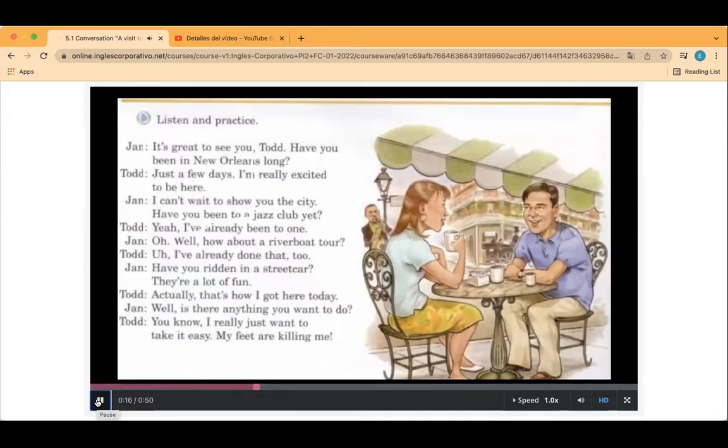It's great to see you, Todd. Have you been in New Orleans long? Just a few days. I'm really excited to be here. I can't wait to show you the city. Have you been to a jazz club yet? Yeah, I've already been to one. Oh, well, how about a riverboat tour? I've already done that, too. Have you ridden in a streetcar? They're a lot of fun. Actually, that's how I got here today. Well, is there anything you want to do? You know, I really just want to take it easy. My feet are killing me.